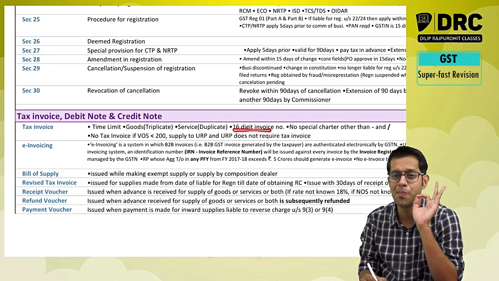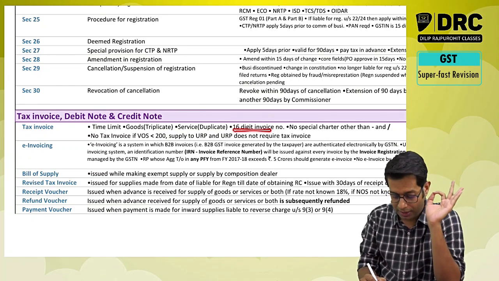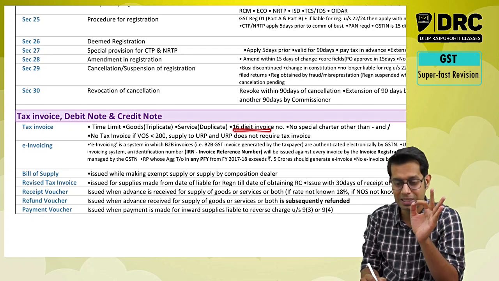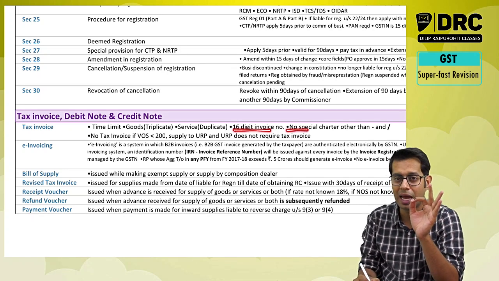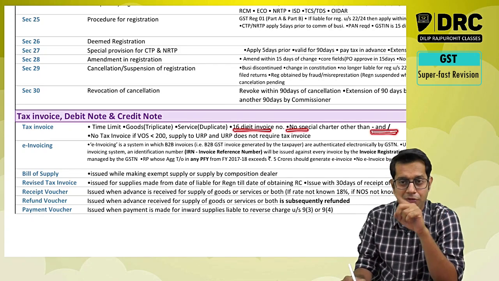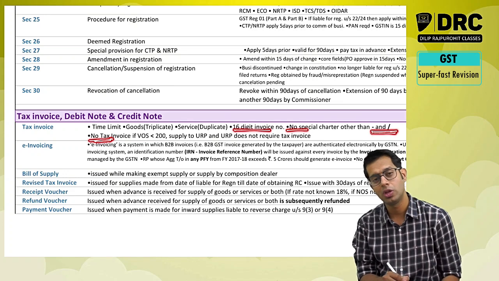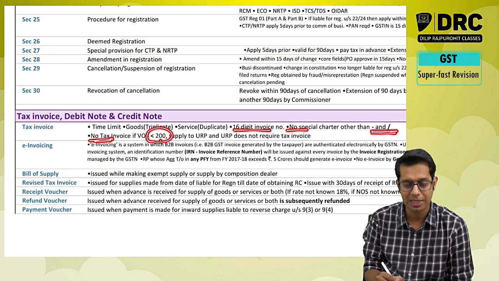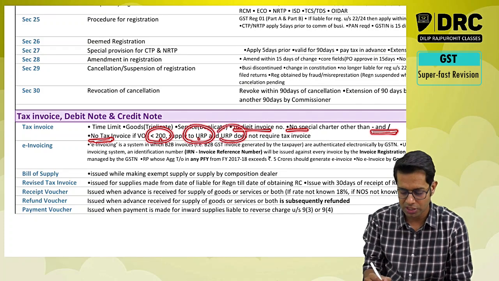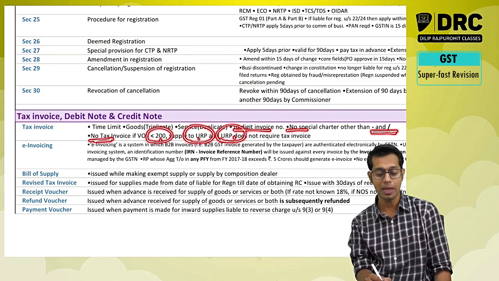There are various contents of a tax invoice. One of the major important contents is the invoice number. The invoice number should not be more than 16 digits. The invoice number should not have any special characters except hyphen, that is dash, and forward slash. You are not required to give any tax invoice if the value of supply is less than 200 and the supply is made to an unregistered person who does not require any invoice.